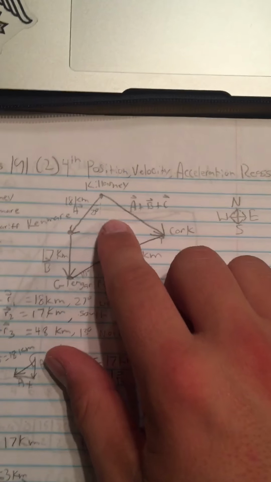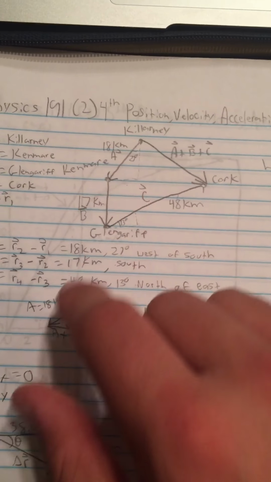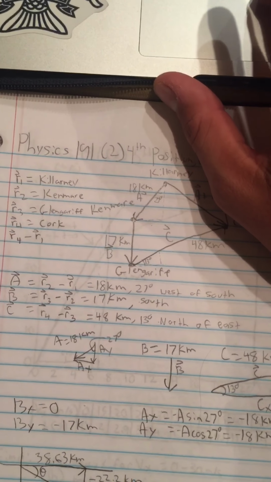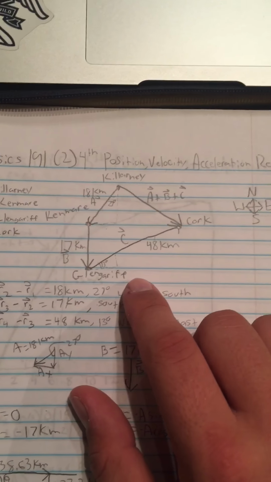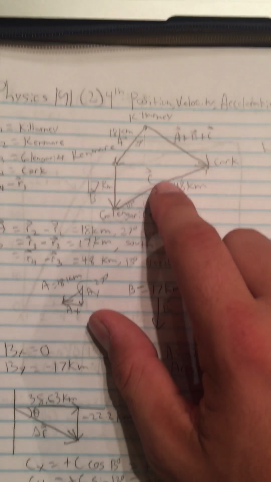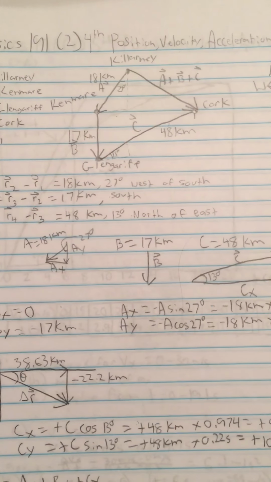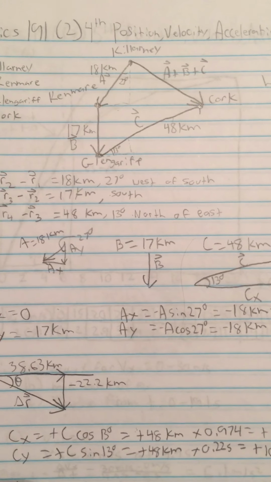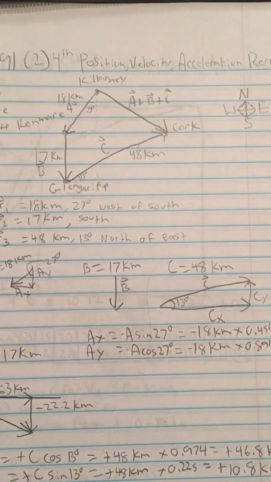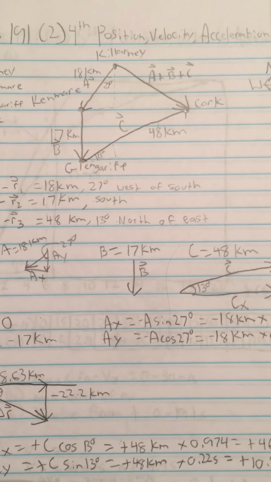So up here, I have drawn out a graph of their journey. I used the conventional choice for the x-axis and y-axis, and I show that the first displacement, the A vector, is directed 27 degrees west of south, and both the components are negative since west is in the negative x direction and south is in the negative y direction.